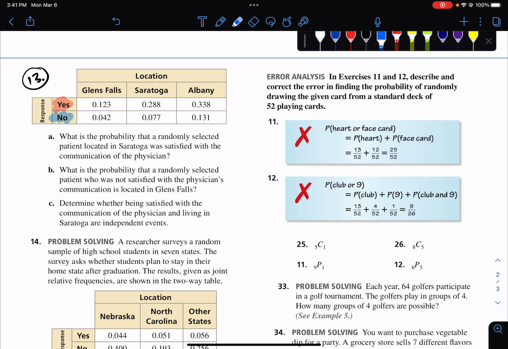So it asks me, what is the probability that a randomly selected patient located in Saratoga? Well, that right there limits my group. It's not asking me what's the probability out of everyone. It's asking me about a randomly selected patient in Saratoga. So I'm not looking at everybody. I'm only looking at people in Saratoga. So when I look at this chart, that's this column right here. Those are my Saratoga people.